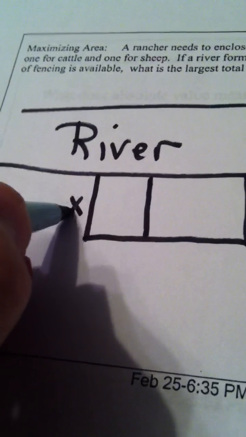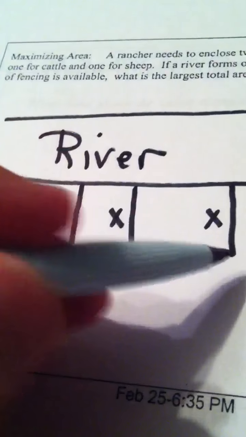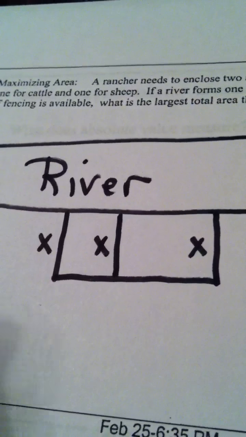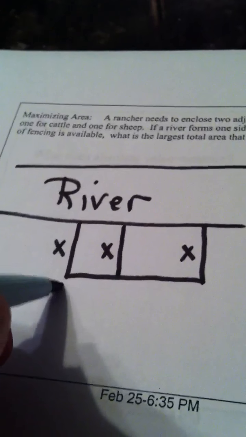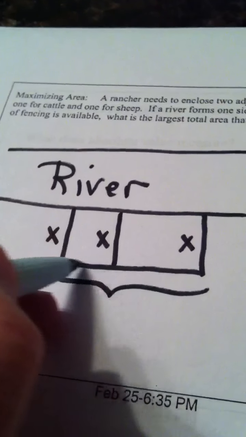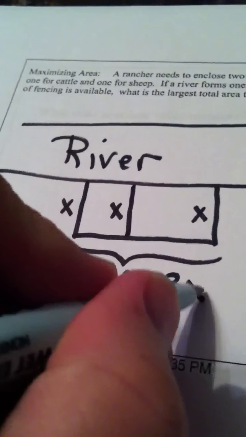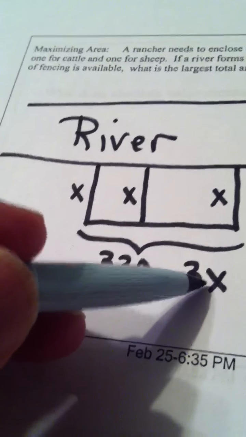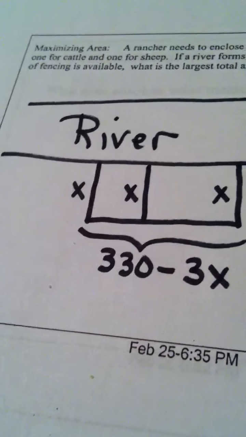I'll call this dimension x yards, likewise here, and likewise here. So 1x, 2x, 3x has already been used up. I have 330 yards of fence total. So what's left to put along here would be 330 minus 3x. Okay? We used 3x, so what was left over to roll out here was 330 minus 3x.